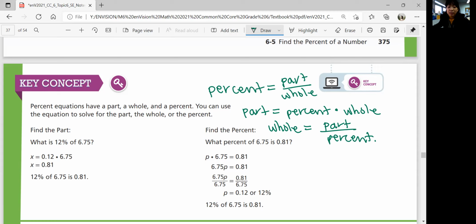Okay, that was lesson 6-5, find the percent of a number. We will continue with our last lesson, which is about finding the whole given the part and the percent, in the next video. Thanks, guys.